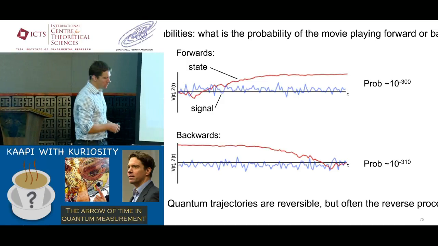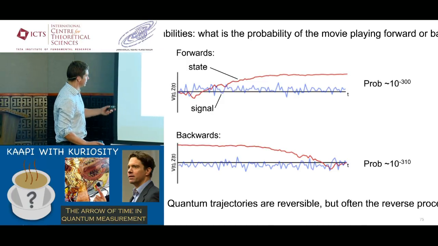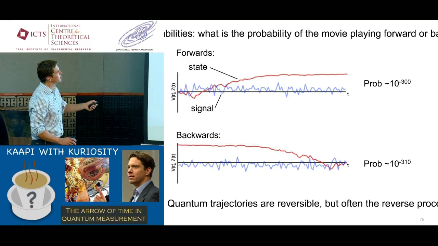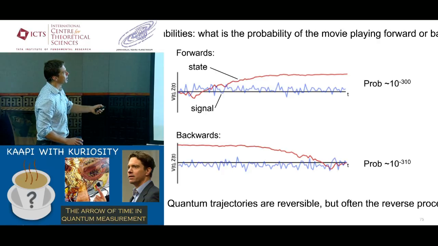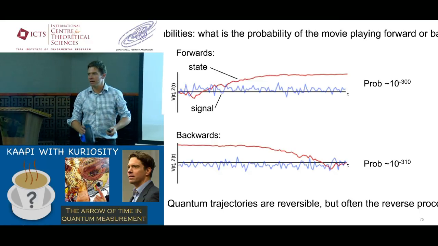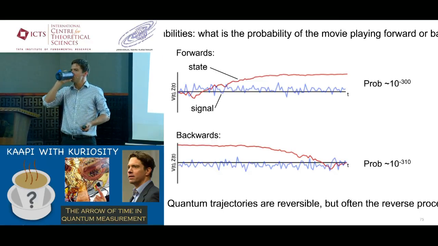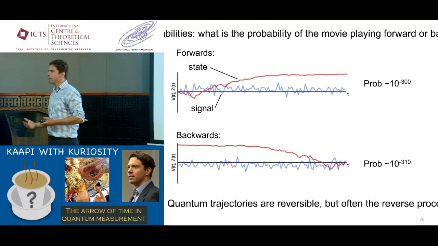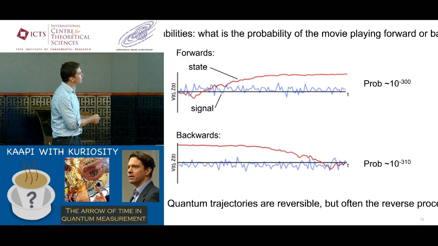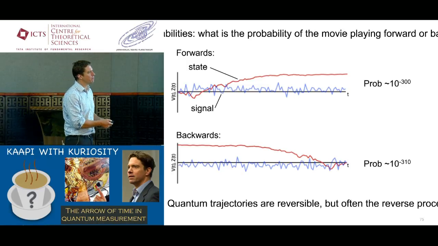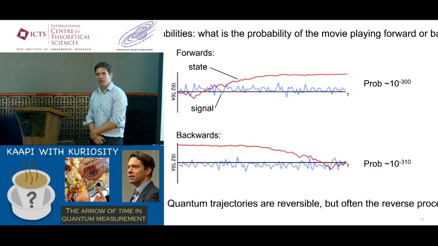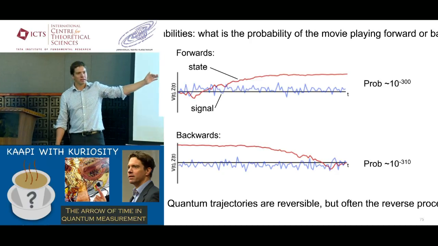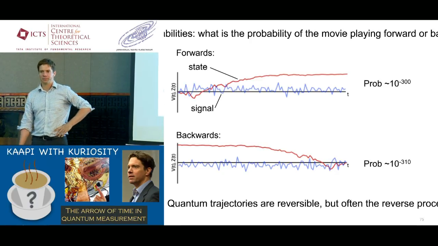Okay, so if I actually put real numbers to this, I take a certain record here, and strictly speaking I'm talking about a probability density, but I'll just talk about it as a probability. If I just multiply together all these probabilities, I get some really absurdly unlikely probability, 10 to the minus 300. It's not very likely, but let's compare that to the probability of the reverse process, the movie playing backwards. In order for it to go backwards, I have to get the wrong number of photons. I have to disagree with what I already knew. And this trajectory occurs with a probability of 10 to the minus 310. So they're both incredibly unlikely by themselves, but the backwards one is 10 to the 10 times less likely than the forward one.